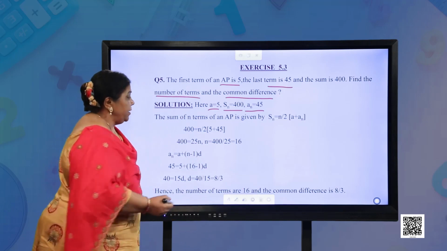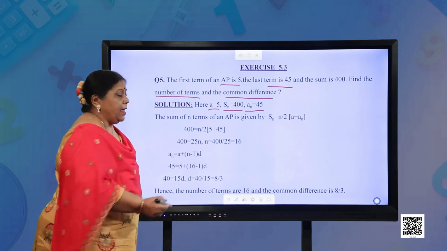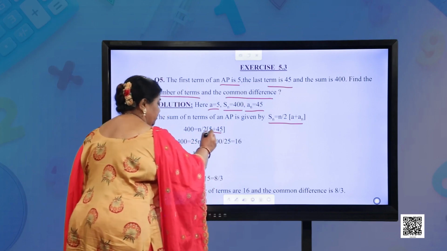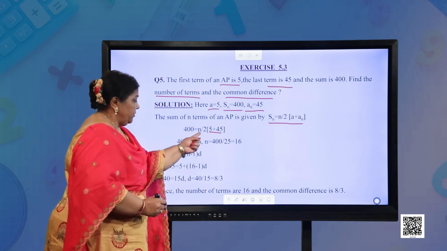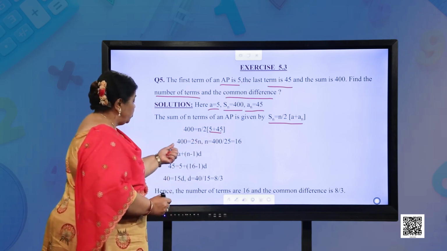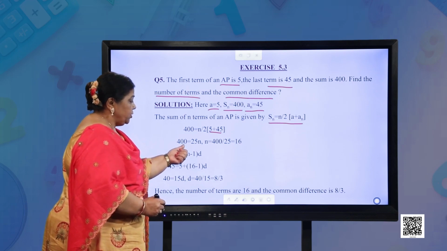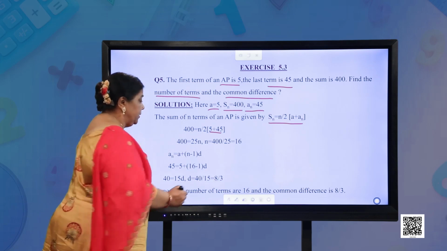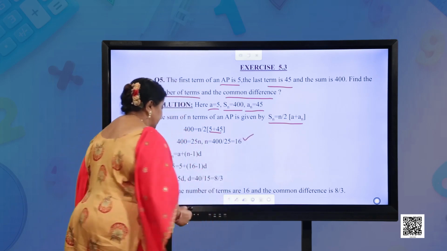So, sum of n terms of the AP is given by the formula Sn is equal to n upon 2 into A plus An, that is L, last term. So, we can just substitute the values. 400 is equal to n upon 2 into 5 plus 45. What is 5 plus 45? It is 50. 50 when you divide by 2 becomes 25. So, I get an expression 400 is equal to 25n, that is n is equal to 16. So, here the value of n is 16.